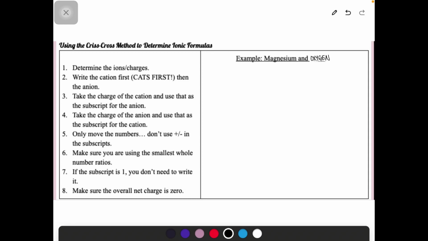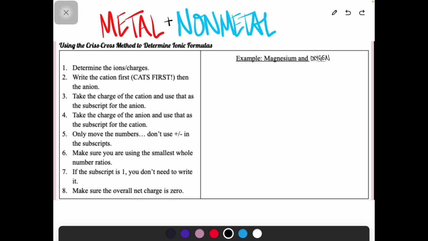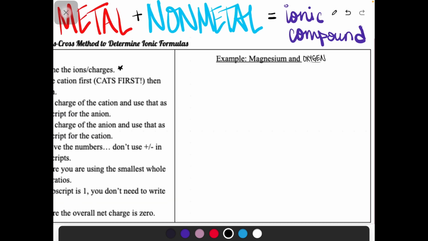So by now we know that when we have a metal and a nonmetal, they're going to form an ionic compound. So we are going to learn how to determine the formula of those compounds when we are just given the two elements. Okay, so our first step says determine the ions and their charges.